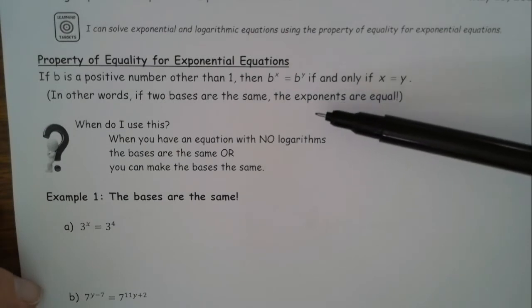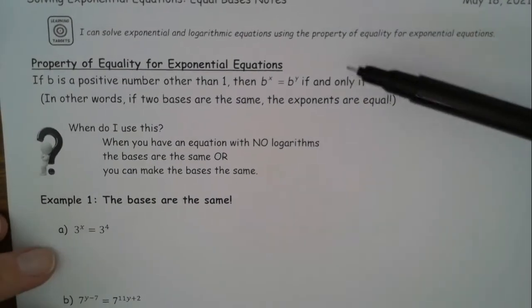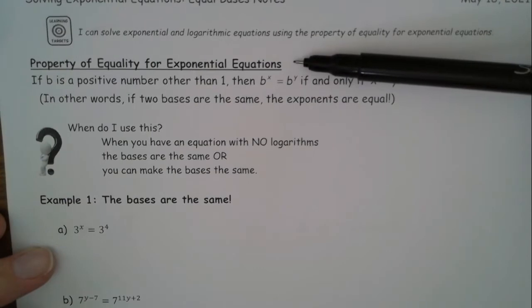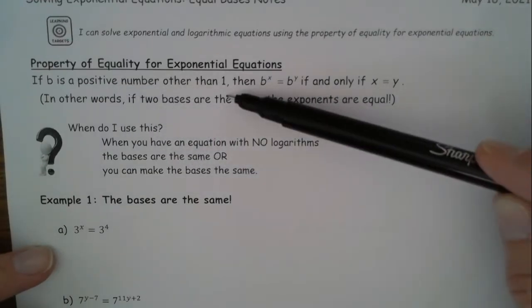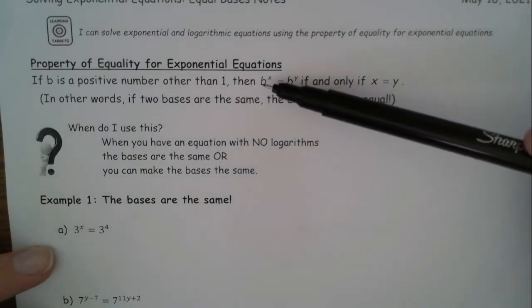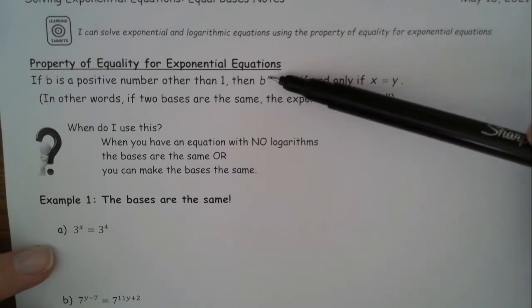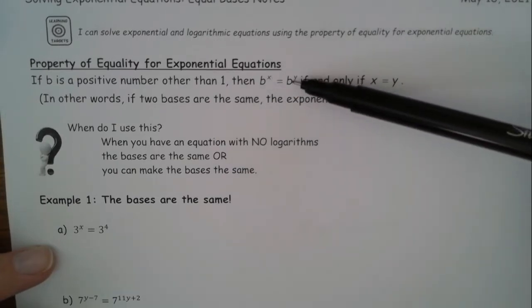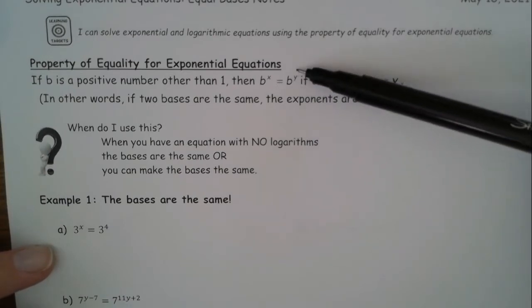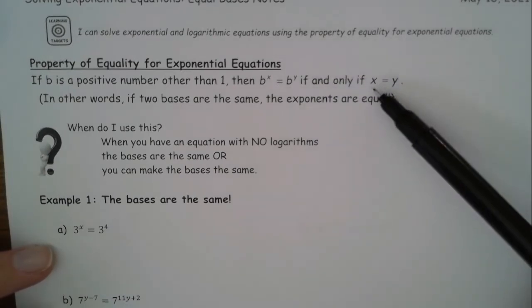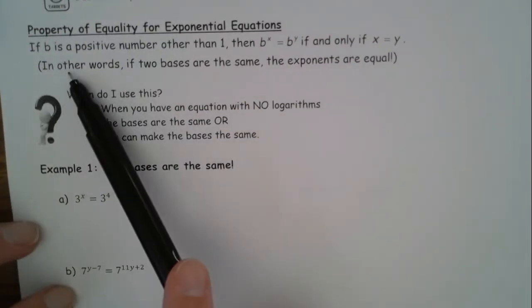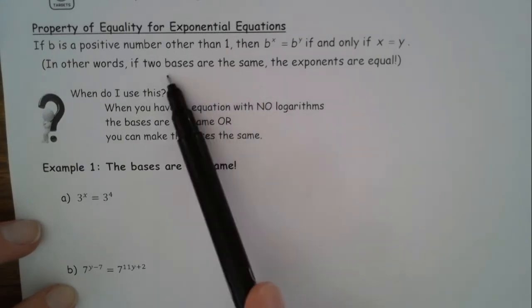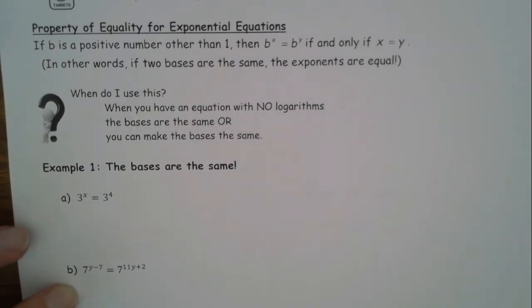So we're going to be using our first property, and this is the property of equality for exponential equations that basically says that if I have a base and it is a positive number other than 1, then on the left-hand side, if I have base b raised to some exponent x, and the base is exactly the same on the right-hand side raised to some exponent y, that's telling us that x must equal y. In other words, if the two bases on either side of the equation are the same, then the exponents must be equal.